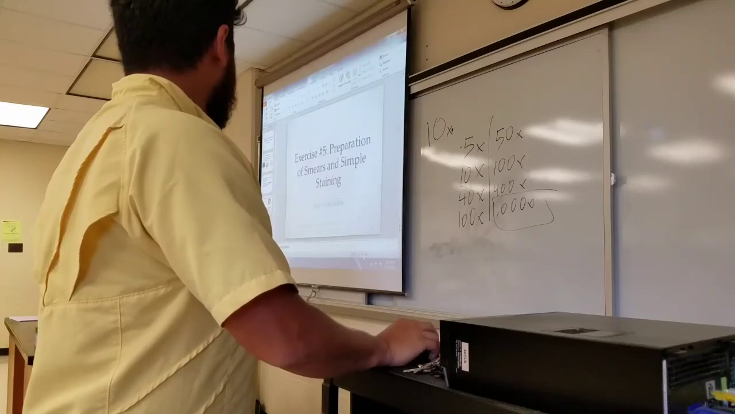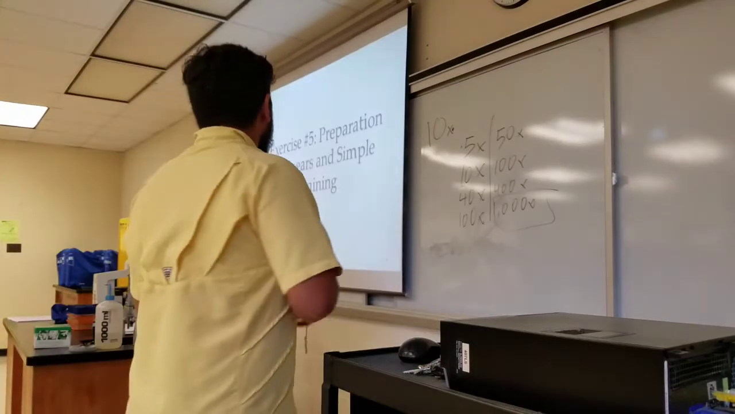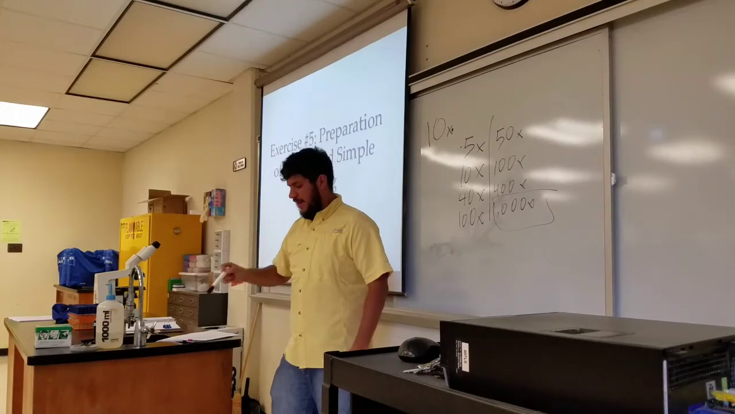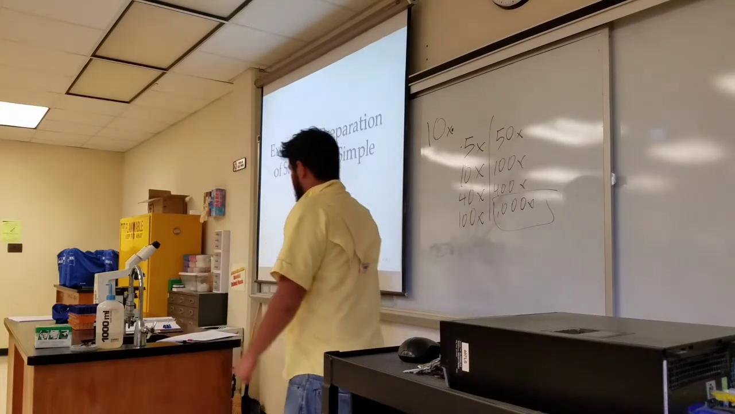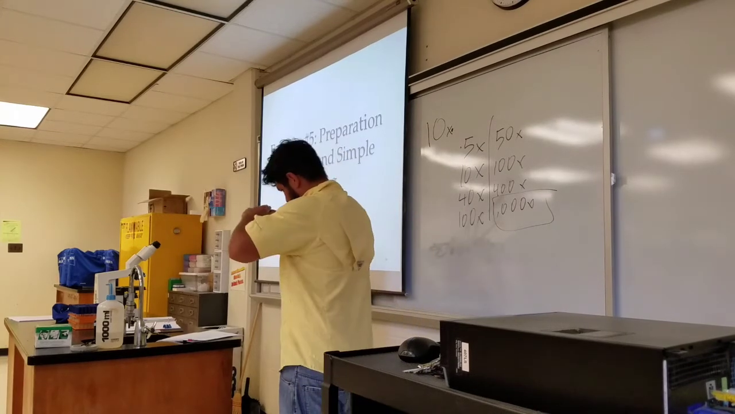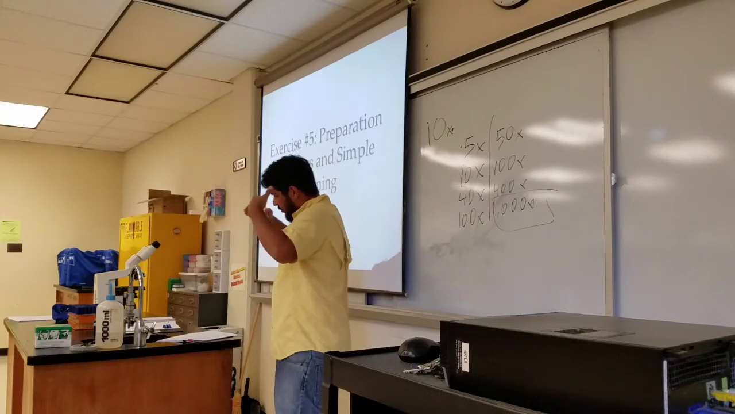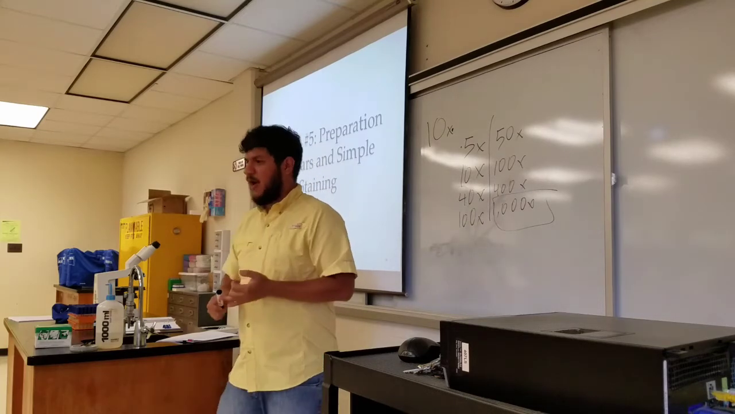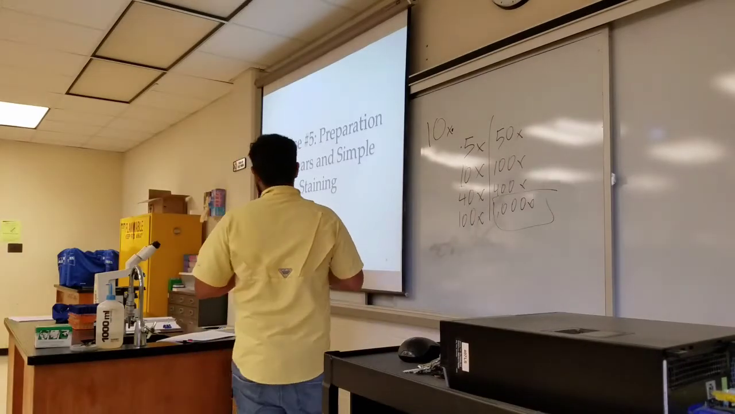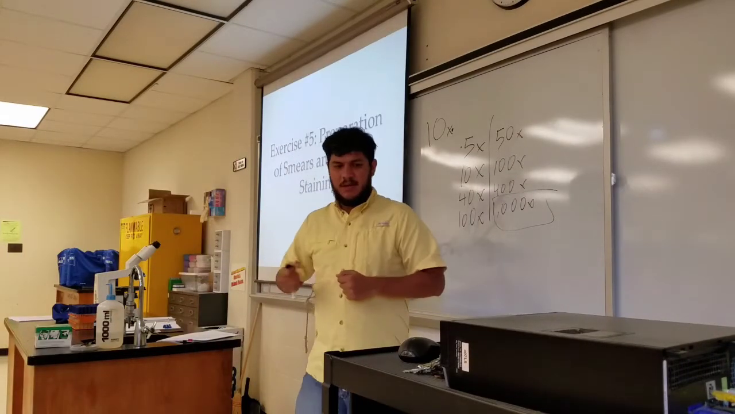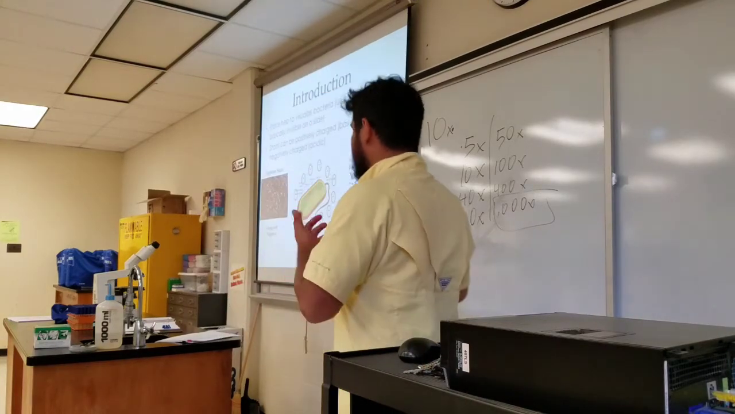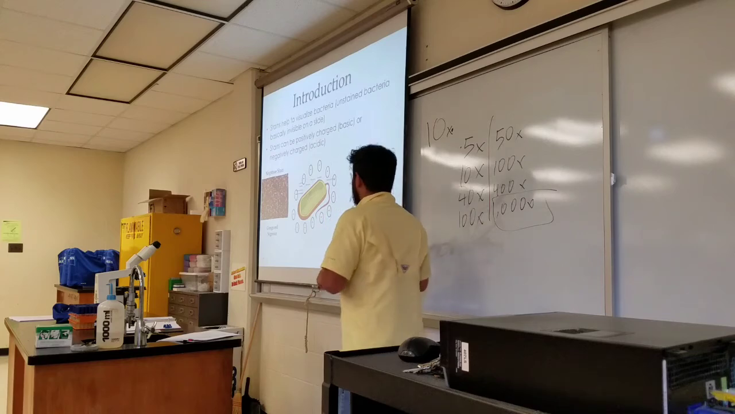Exercise 5 and exercise 6. Now, exercise 5 is a preparation of smears and stain. When bacteria are individual on a microscope slide, they're translucent, transparent, and we cannot see them, right? So we need to help bacteria in order to make them visible. We do that via staining.